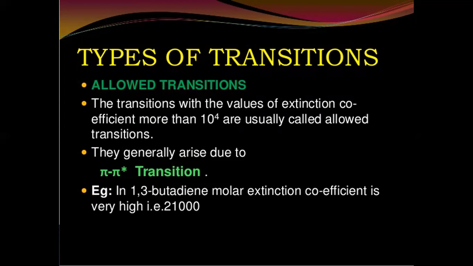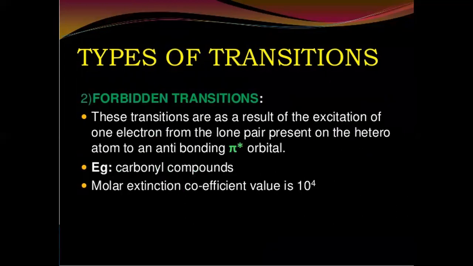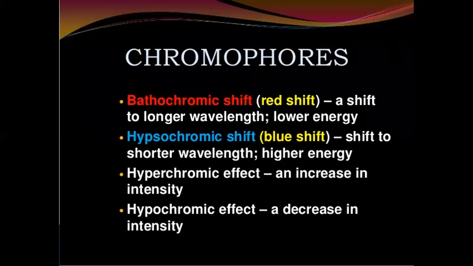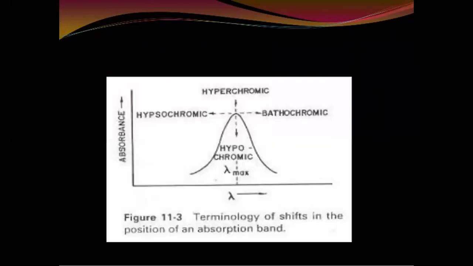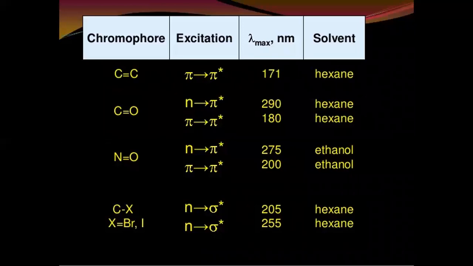And what are the allowed transitions? What are the forbidden transitions? What are the terms involved in UV visible spectroscopy? Chromophores, oxochromes, bathochromic or red shift, hypsochromic or blue shift, hyperchromic effect, hypochromic effect, and the chromophore and the type of excitation, the lambda max, and the solvent used.